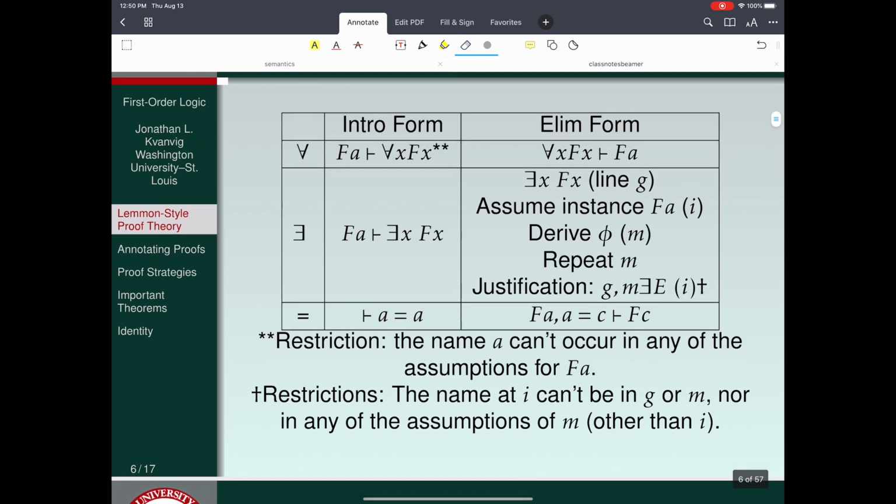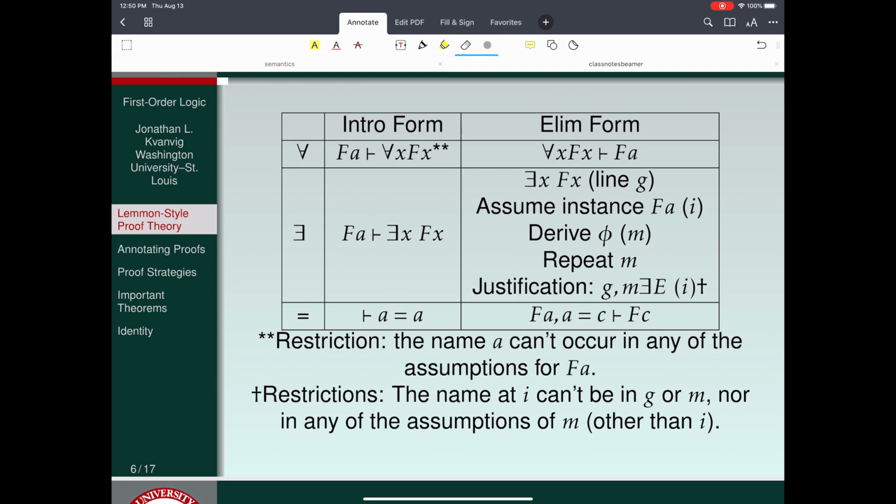What are the restrictions? What are the complications? Remember, what we're trying to do with universal introduction is to make sure that the name we're generalizing on is really an arbitrary name. The restriction that accomplishes that is this one. So suppose we're trying to derive a universal generalization from the premise. We're going to try to get everything is F, and the premise that we have is A is F.